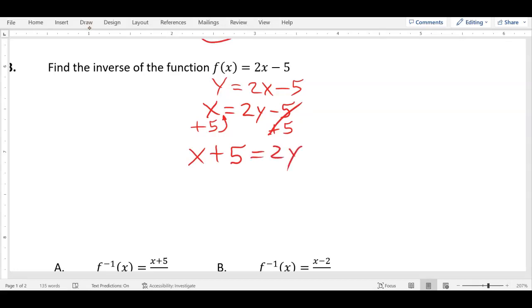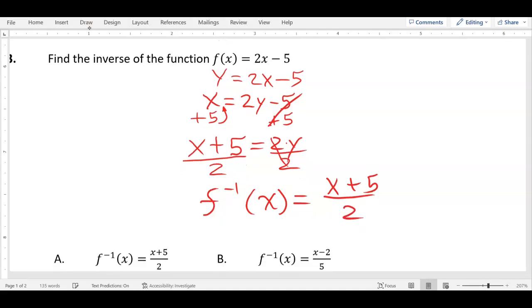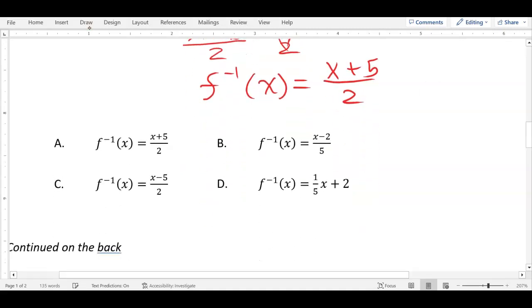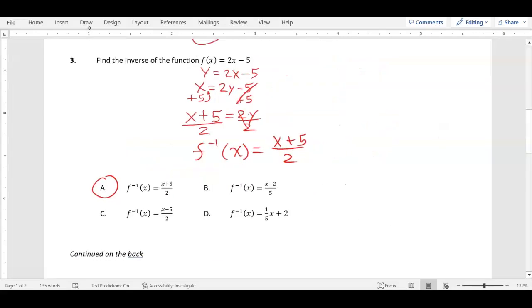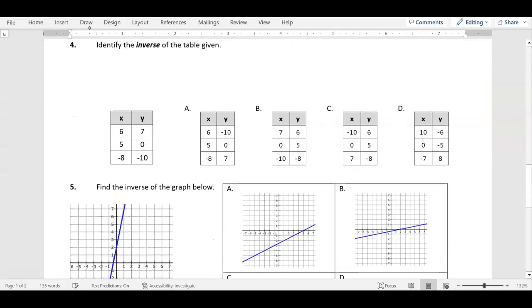Last step to get rid of that 2 that's being multiplied is to divide it by 2, and then you just make a big old fraction bar over here. Okay. And then the last step, write it as inverse notation. F inverse of x is equal to x plus 5 over 2, and that's going to give us letter A on this review. Okay, following those steps.